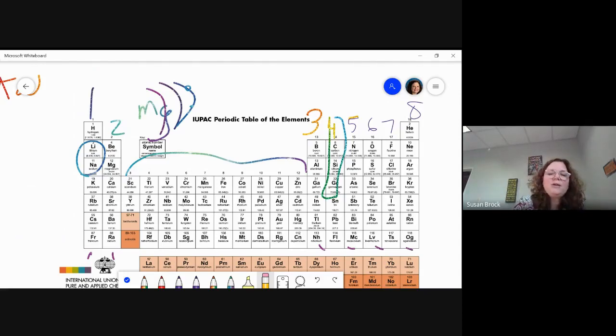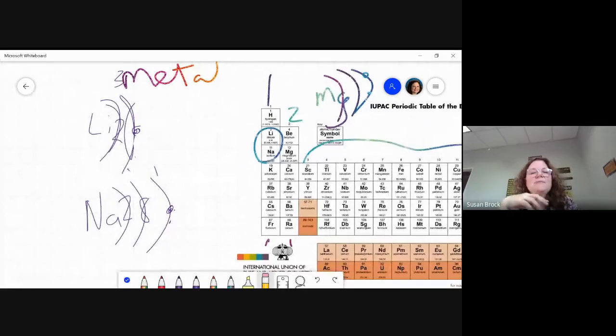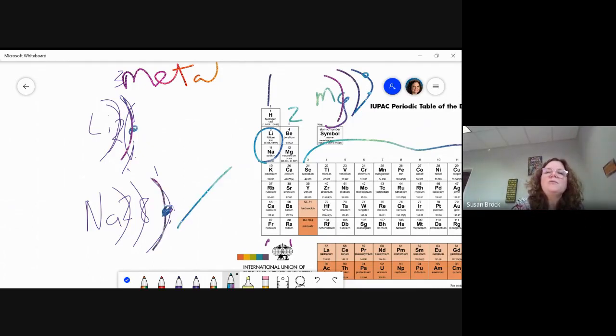All right. So what happens with metals is metals have a small number of valence electrons. So lithium here only has one valence electron. Sodium has 1 valence electron because they're all in this group right here, the alkali metals.